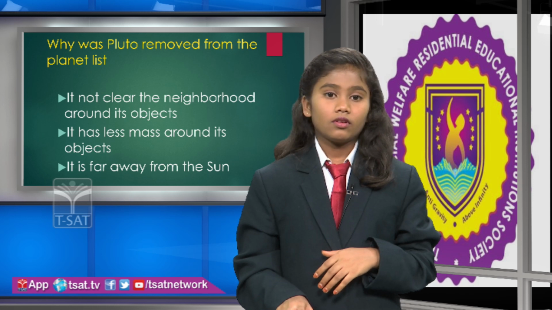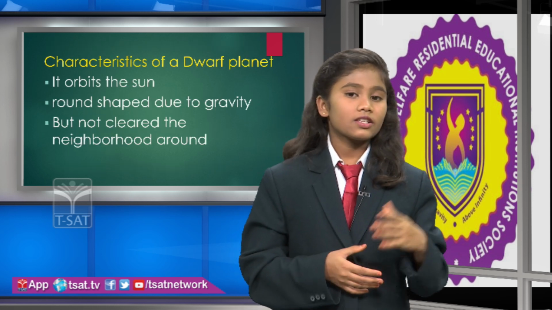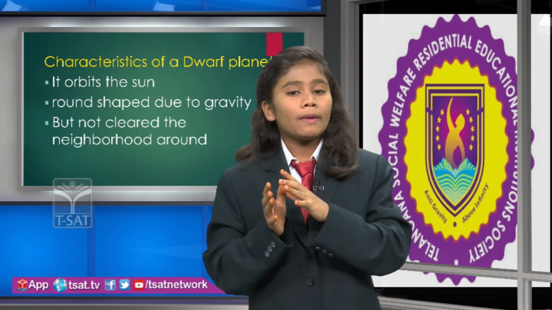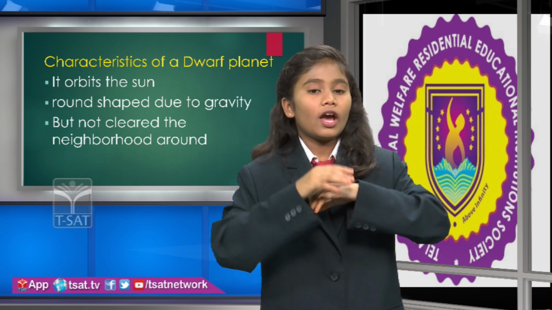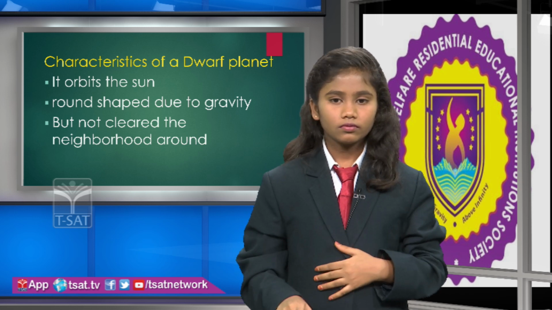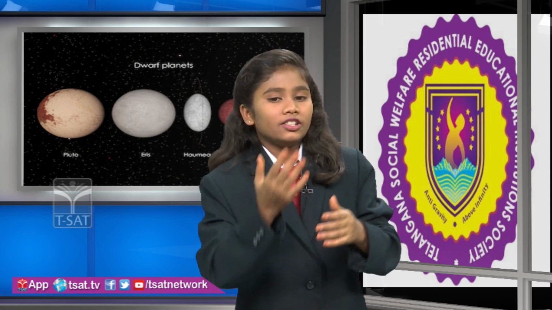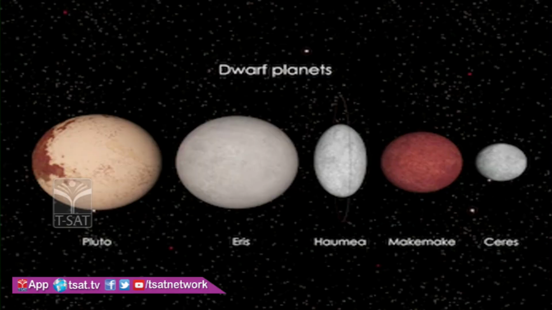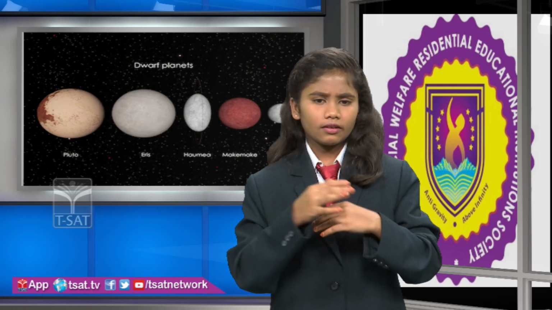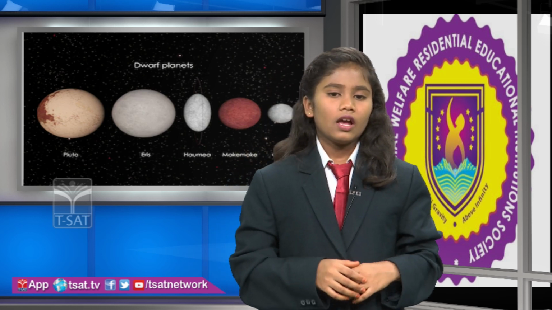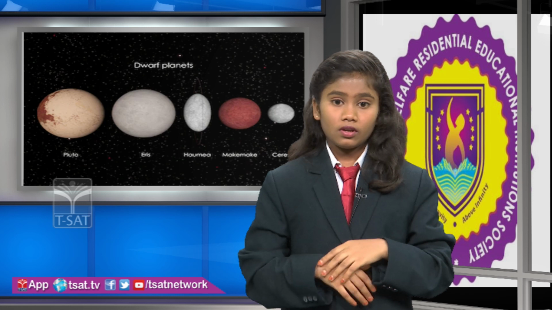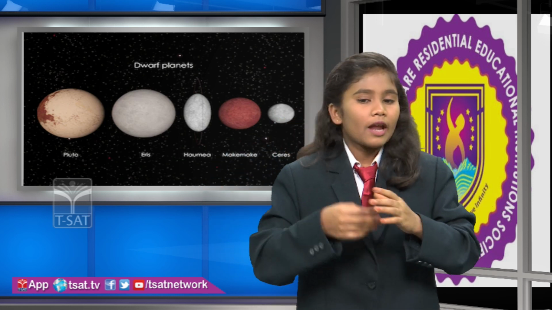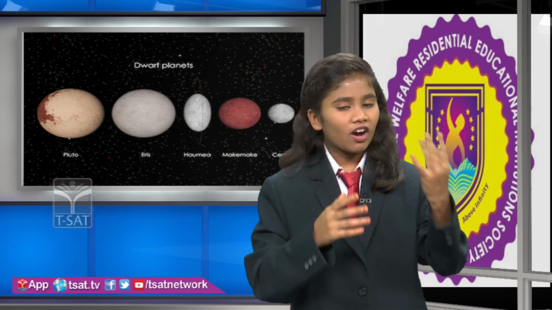Now let us discuss the characteristics of a dwarf planet. The object must orbit the Sun. It is round-shaped due to gravity, but does not clear the neighborhood around its orbit. These are the dwarf planets in our solar system: Pluto, Eris, Ceres, etc. In 2006, Eris, a dwarf planet, was discovered to have 27% more mass than Pluto. It is also one more reason to remove it from the planet list and reclassify it as a dwarf planet.